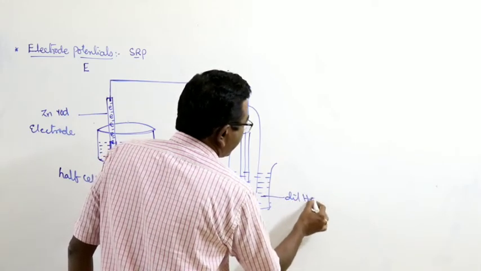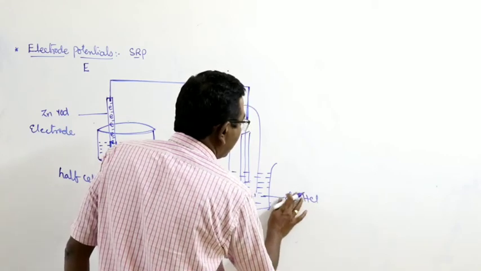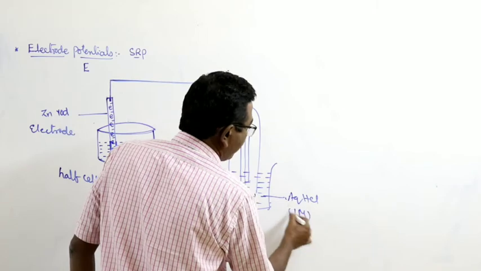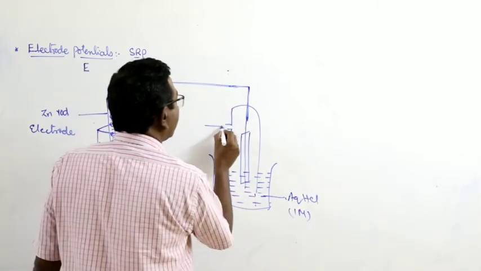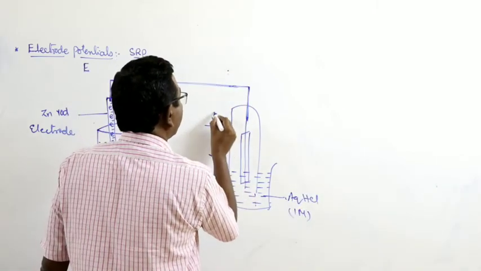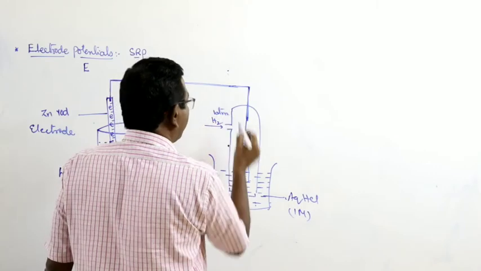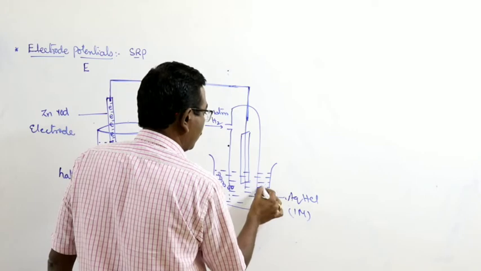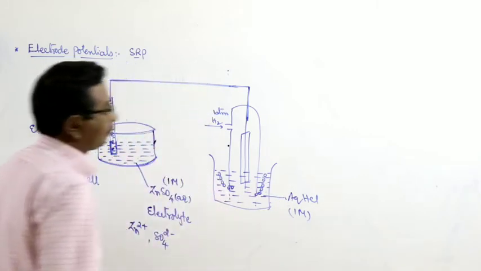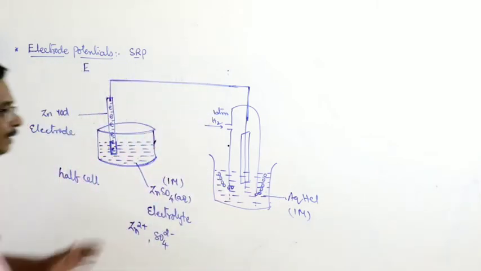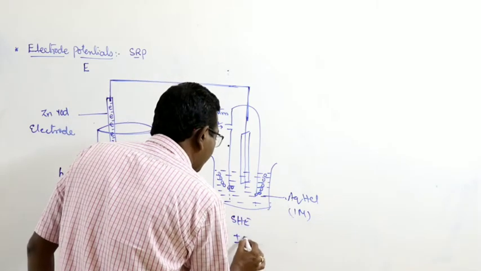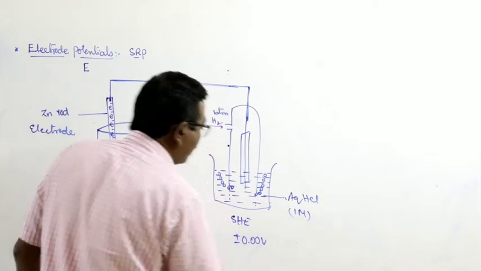is dilute HCl or aqueous HCl with 1 molar concentration, and H2 gas at 1 atmosphere. This is the construction of the standard hydrogen electrode, which has the electrode potential as 0.00 volts.